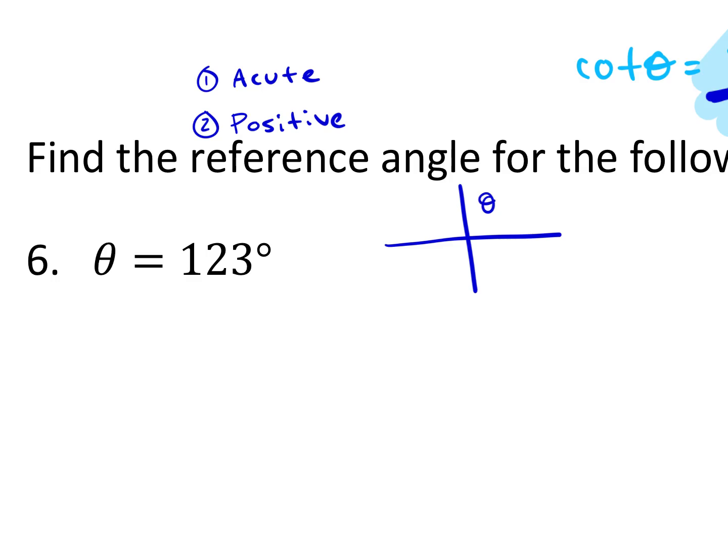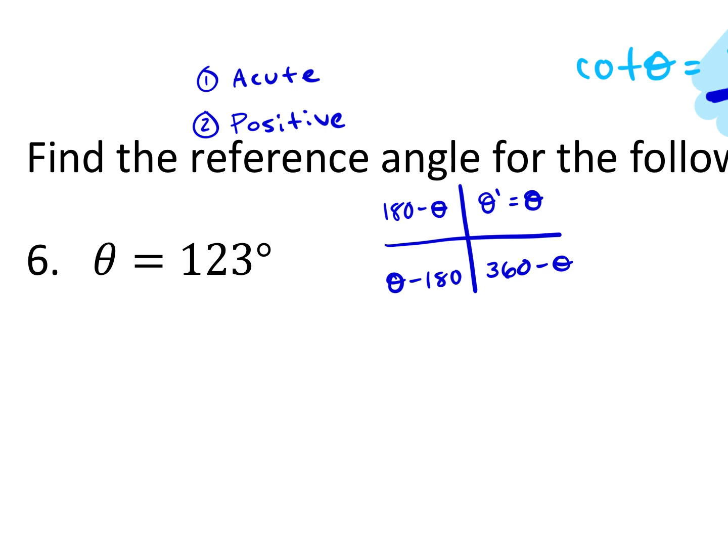So if we're in quadrant 1, whatever our reference angle is, our theta, as long as it's acute and positive. If we're in quadrant 2, we do 180 minus theta to find our reference angle. Quadrant 3, we do theta minus 180. And quadrant 4, 360 minus theta. If you get something that is not acute and not positive, you probably used the wrong formula.